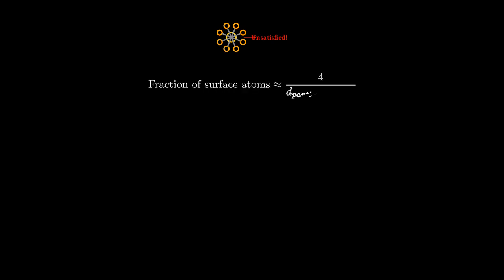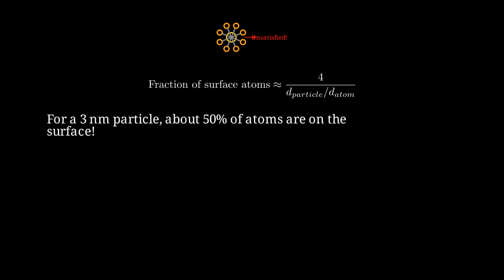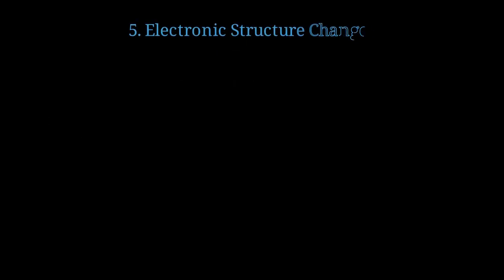The fraction of atoms on the surface is approximately 4 times the atomic diameter divided by the particle diameter. For a 3 nanometer gold particle, roughly half of all atoms are surface atoms with unsatisfied coordination. The electronic structure of gold fundamentally changes at the nanoscale.